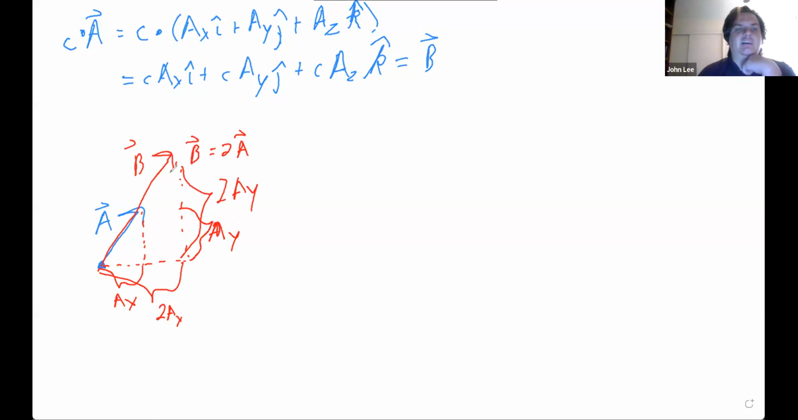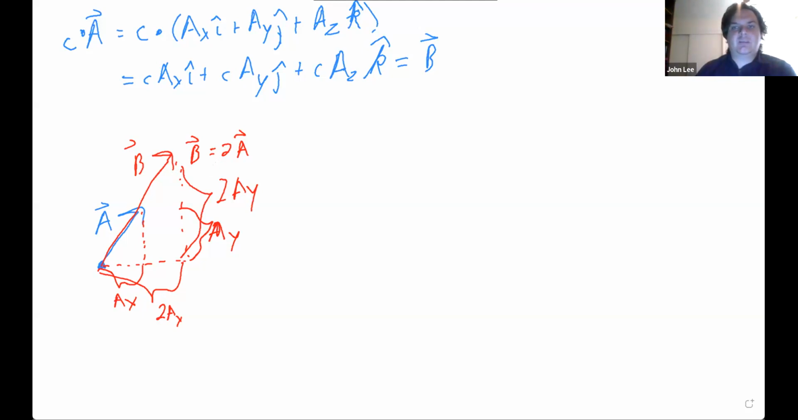As you can see graphically here, it's not a great proof, but just looking at it, you can see that B is going to be twice as long, which means that the components BX and BY are going to be twice as long as AX and AY. So hopefully that should be something that you can just see here.